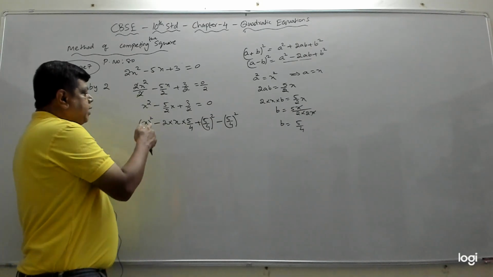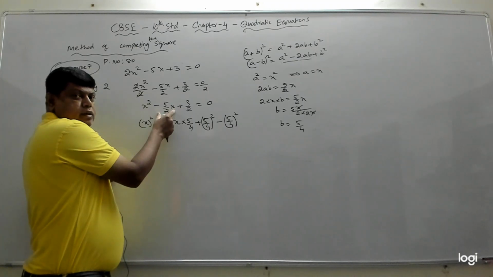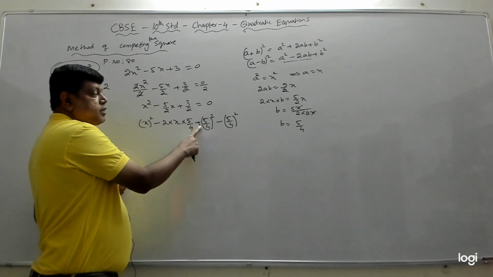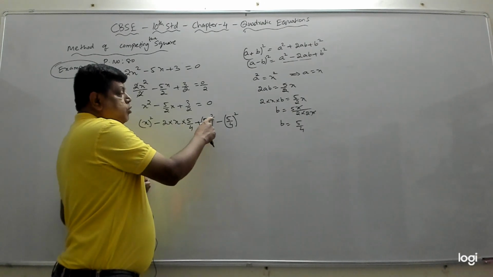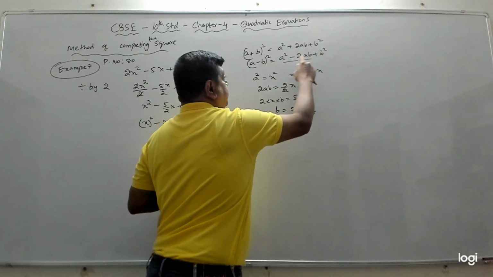Let's see, if you compare now, x square is x square. Now if you multiply all this, you will get this. So this x square I have written like this. Then I am adding something extra, plus 5 by 4, plus b square I am putting, b is 5 by 4. I am putting b square to get it in this form.